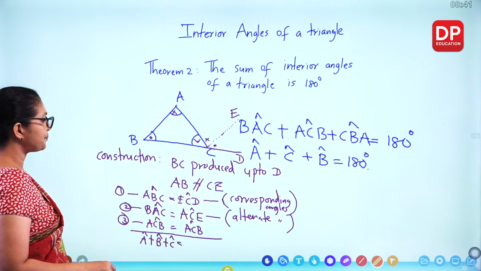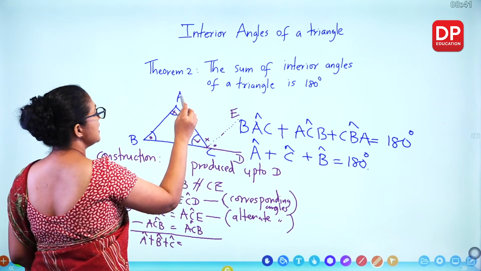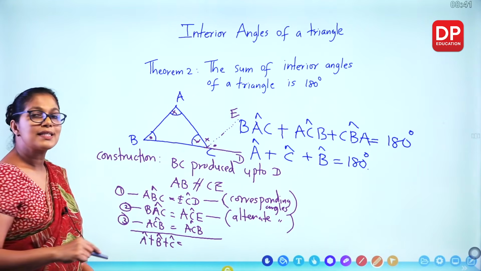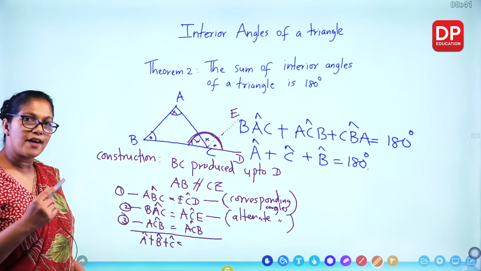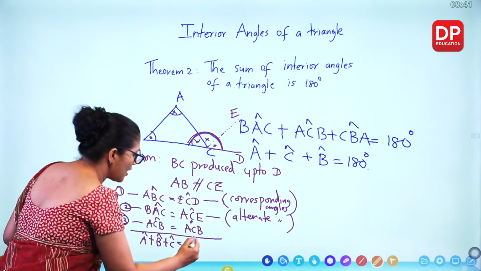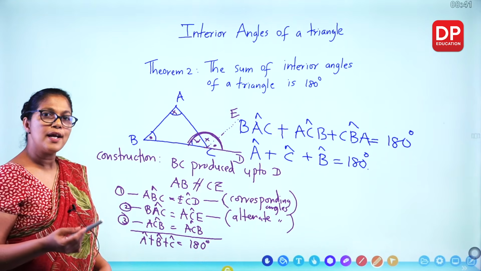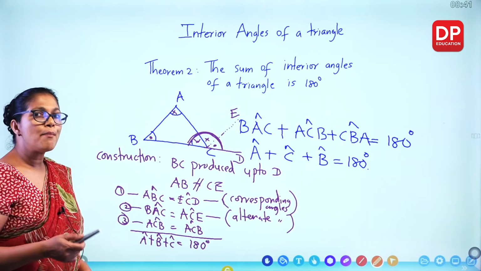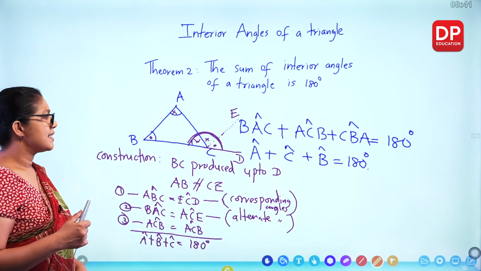What is this one? ECD. Here ECD. This angle and this angle. So what's the sum of all three angles here? I get 180 because that's a straight angle. So the sum of all these angles adds up to 180. So that's how we can prove the second theorem. So what is the second theorem? The sum of angles in a triangle adds up to 180.